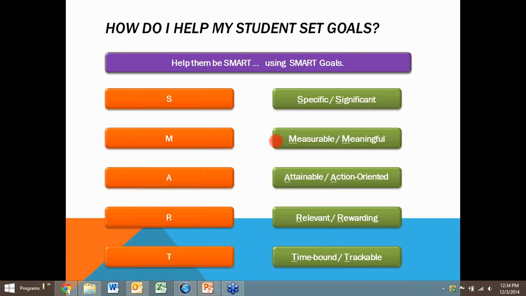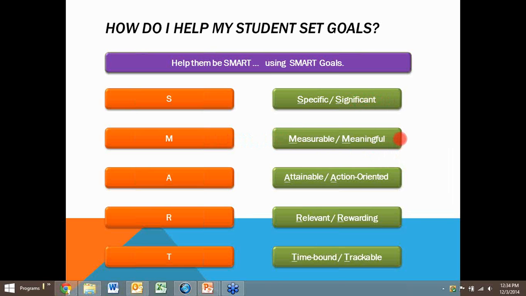When we work with the letter M, the M in SMART means measurable or meaningful. Measurable is about being able to quantify what the goal is achieving. So maybe it's in the business world, a lot of times the measure is about reducing costs.